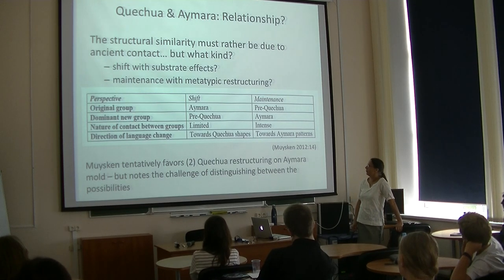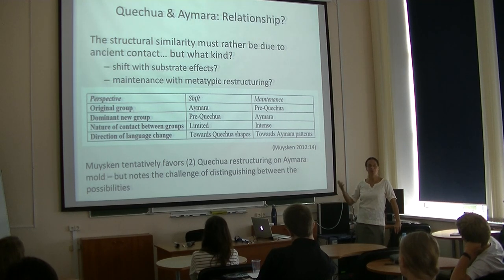So he tentatively favors the idea that Quechua was restructured on the Aymara mold, not involving shift. But he points out that the choice between these two is really quite up in the air. I would say that on the basis of what we see in more contemporary contact zones, like the Upper Rio Negro and other regions that we talked about yesterday, the more recent cases of multilingual interactions in indigenous Amazonia might also point us towards the Quechua restructuring choice rather than the shift choice. But it's an open question.